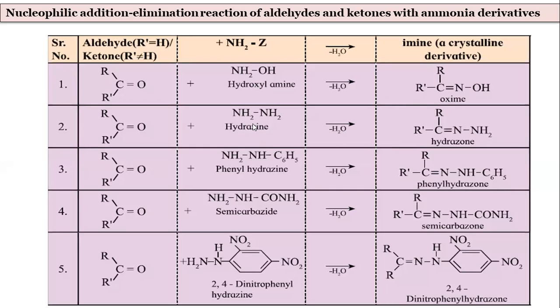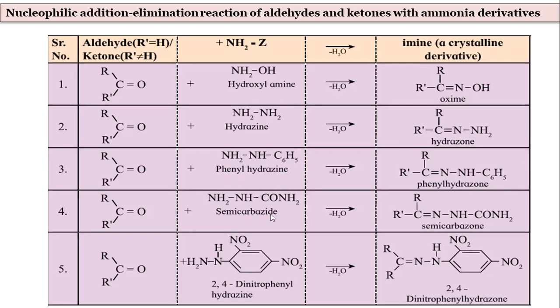Now hydrazine is used. What is hydrazine? It is NH2-NH2. When these two hydrogens and one oxygen are removed, we get hydrazone. The mechanism of the reaction is the same. An H2O molecule will be removed, but these groups are different. Hydroxylamine gives oxime, hydrazine gives hydrazone. Then this is phenylhydrazine. Phenylhydrazine means a phenyl group, C6H5, is attached, and this is again hydrazine. So these two hydrogens and one oxygen will be removed, and we get phenylhydrazone here.